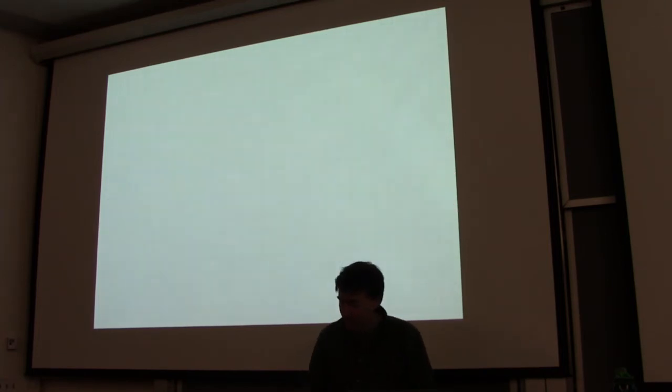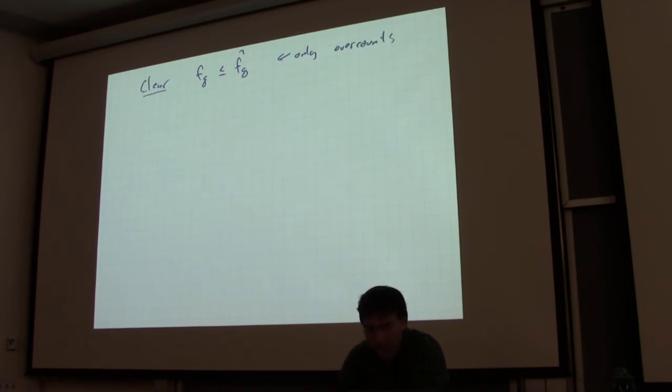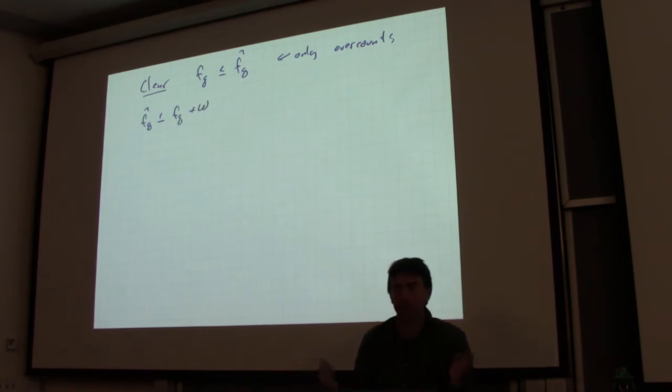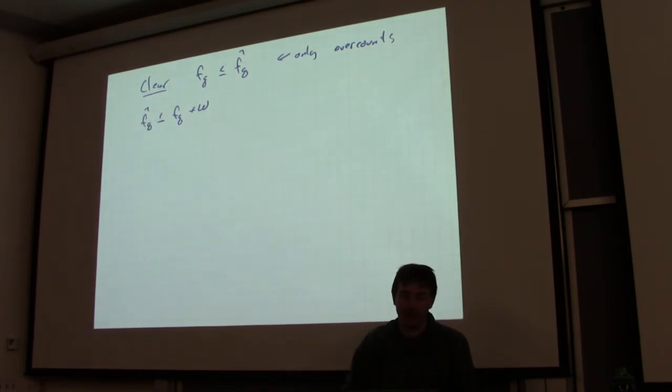Okay, so let me explain briefly why this works, and let's quickly go through some analysis. Hopefully it's clear that f of q is always less than f of q hat. So I'm only going to get overcounts because of collisions, right? So only overcounts. I want to say f q hat is less than f q, the true value, plus some w, and I want to put a bound on w. I want to say that w is not too large, it's going to be epsilon n with some high probability.